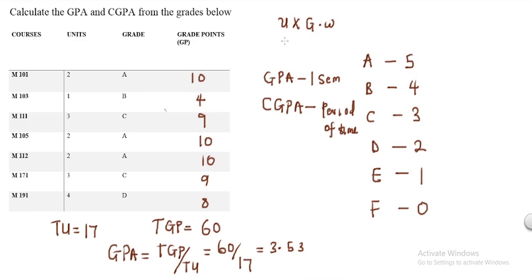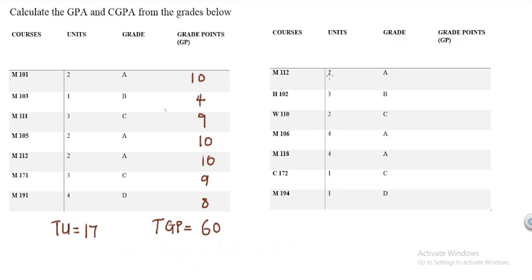So that means I'll clean up this space here. This is my second semester, and remember we calculated the GPA for this semester as equal to 3.53. Now we do the same thing we did for this semester on this semester. We are going to calculate the GPA for this semester, and then I'm going to show you how to calculate the CGPA from all of this.